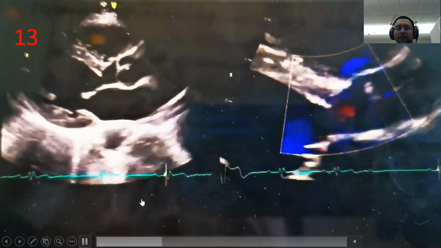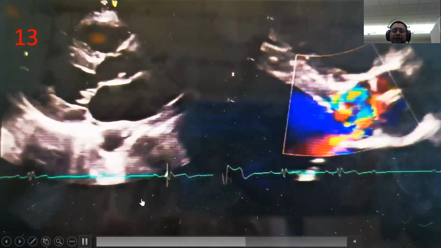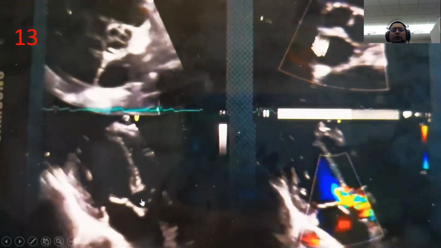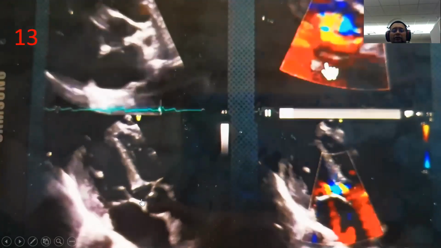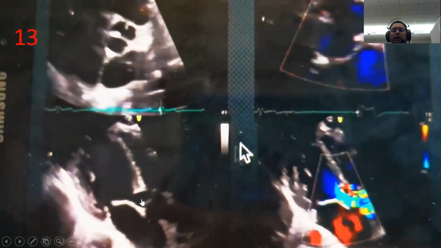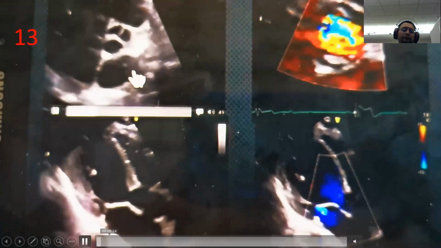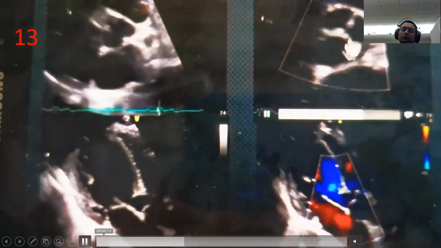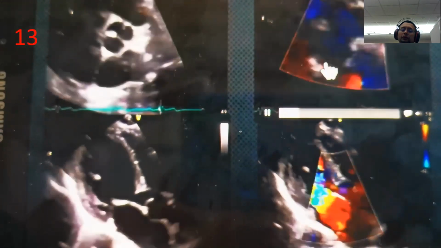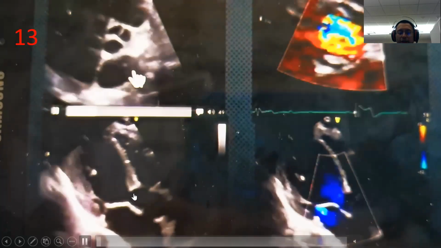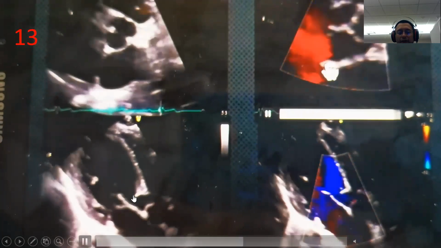So that is the first image. So this is the second image. That is a short axis of the aortic valve, right? Now there is turbulent flow across the aortic valve. So what is your diagnosis? Like a membrane. The subaortic membrane. Very good. You can see here, there is a subaortic membrane there. Look at that. Subaortic membrane.